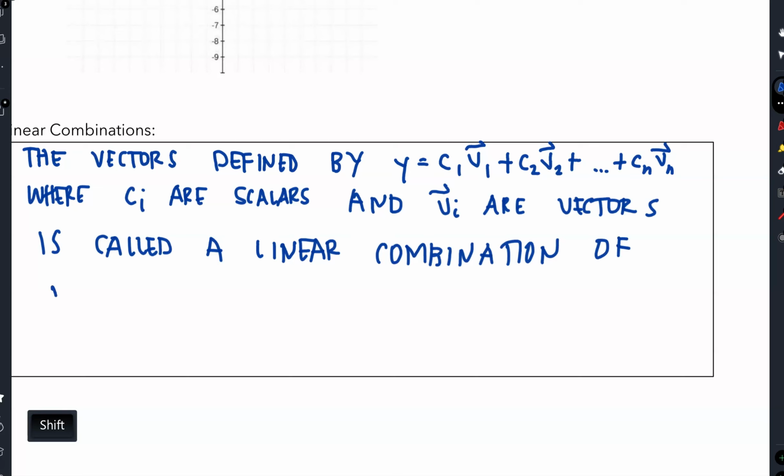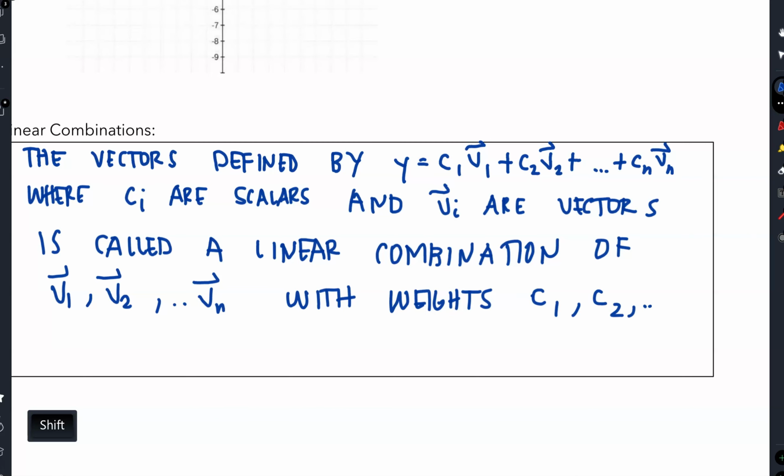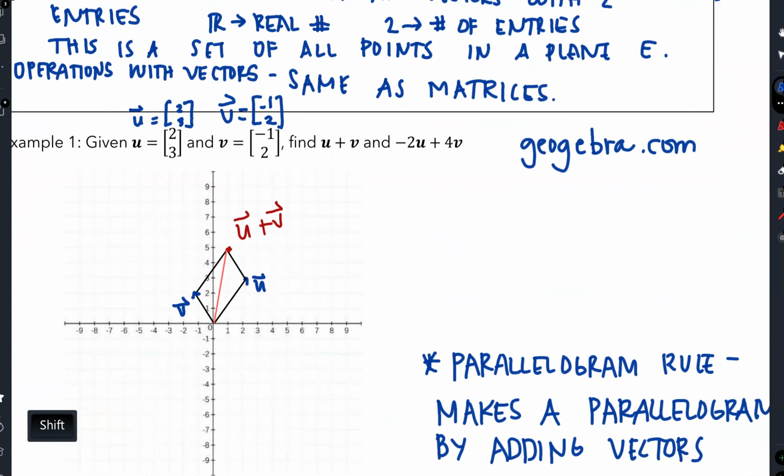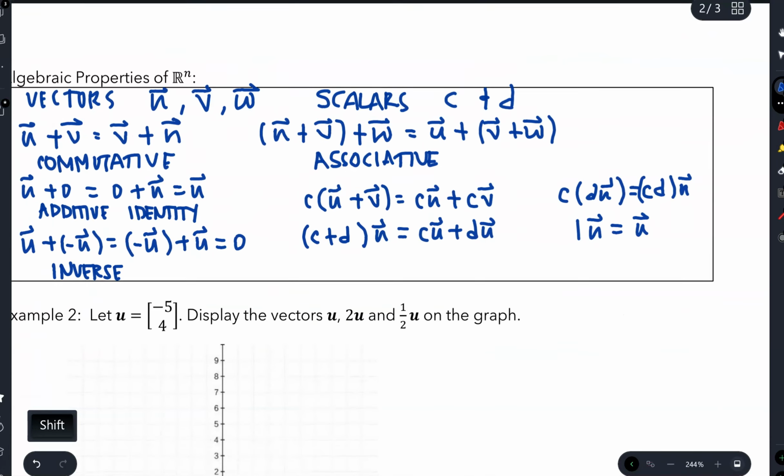We did one at the very beginning, so v1, v2 are the vectors with weights c1, c2, up to cn. So that's how it's going to be weighted. I'm going to go back down there for a second, but these are weighted. So right here, this is a linear combination of my vectors. This one's going to have a weight of -2. This one's going to have a weight of 4.